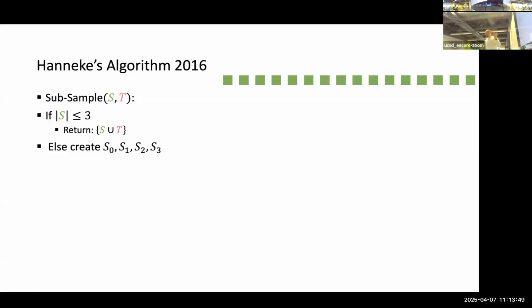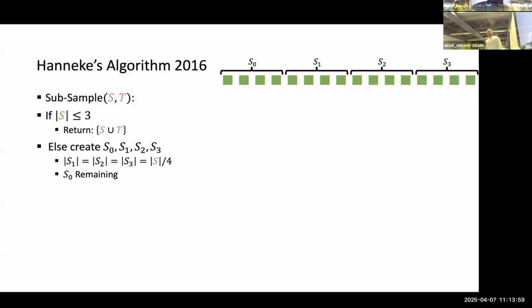Otherwise, you take your training data set and you split it into 4 pieces, and they all have equal size. Ignoring rounding, maybe the first is a little bit smaller, but generally it's just partitioned into 4 equal sized pieces like this. And then you do some recursion here. So you have 3 different recursive calls to this subsampling procedure.